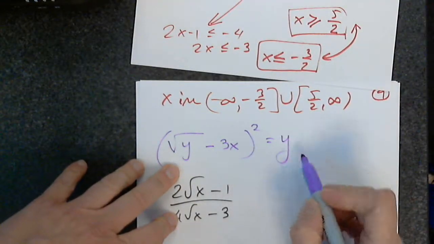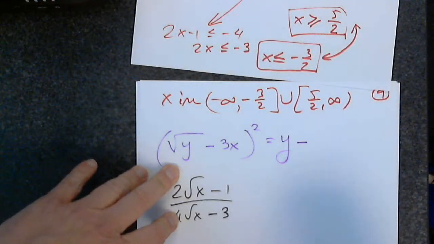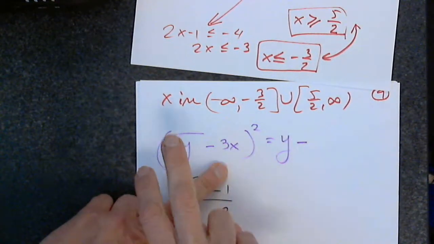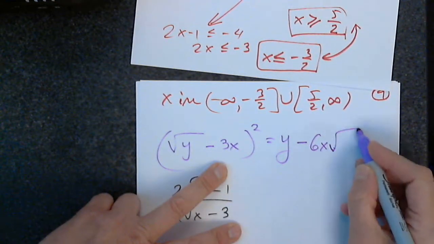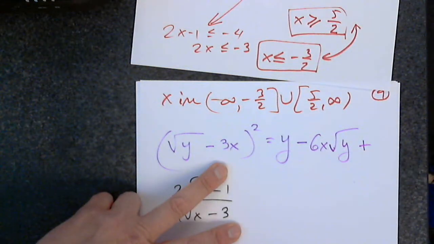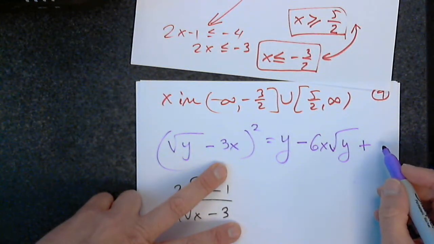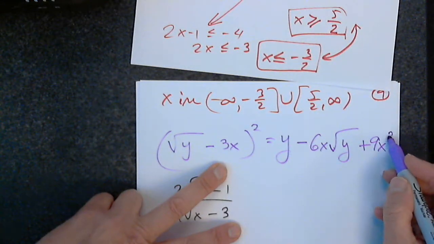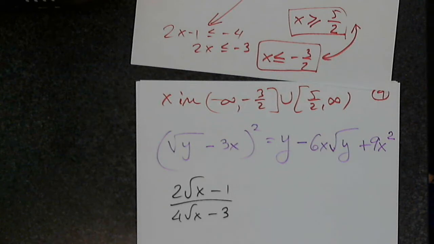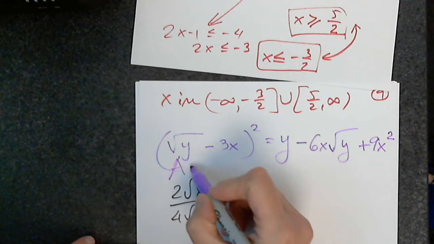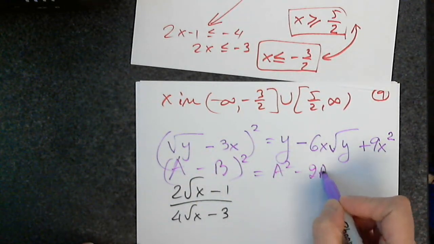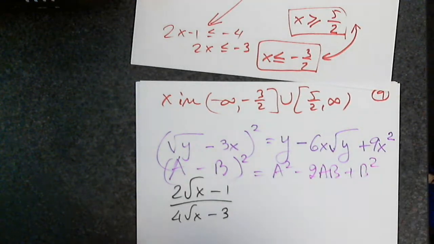So the first term squared, y minus 3x squared over 1, times 2, 2 times the first times the second, 6x the square root of y, plus 9x squared. How do we know that? Okay. Because a minus b, which is also in chapter 6, is a squared minus 2ab plus b squared.